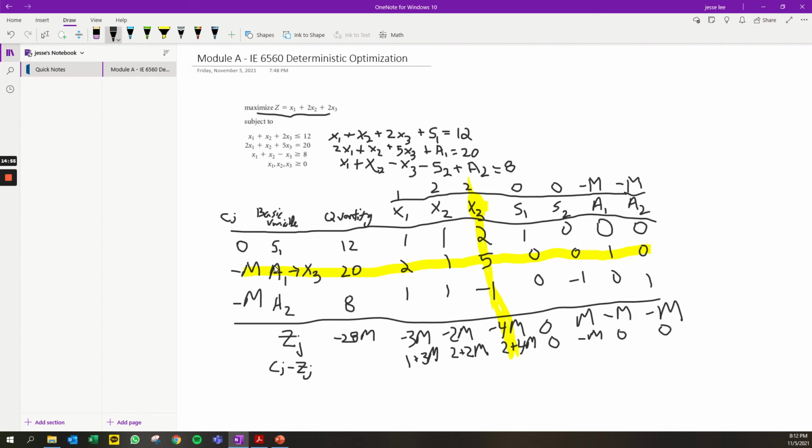And that completes the very first stage of the initial simplex tableau and how to formulate it.